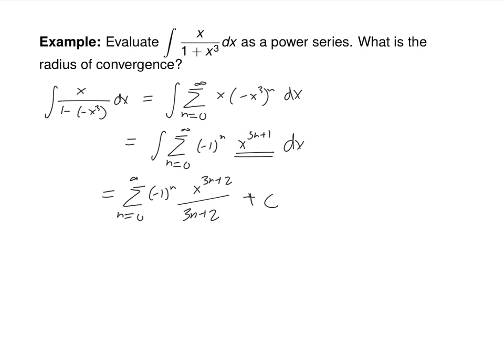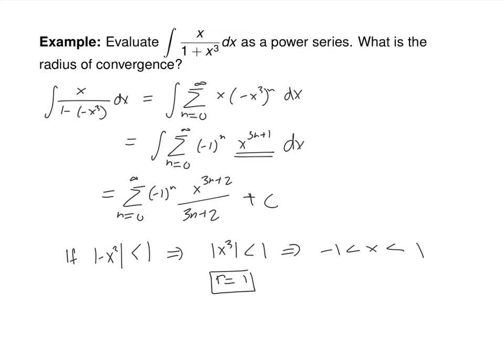And we're only asked to find the radius of convergence. So this will converge if the absolute value of negative x cubed is less than 1, which implies that the absolute value of x cubed is less than 1, and that will be true for x's between negative 1 and 1. And so since the total width of our interval is 2, the radius of convergence, r, is just equal to 1. If you want to test both of the endpoints, you're going to find that they both converge by the alternating series test.